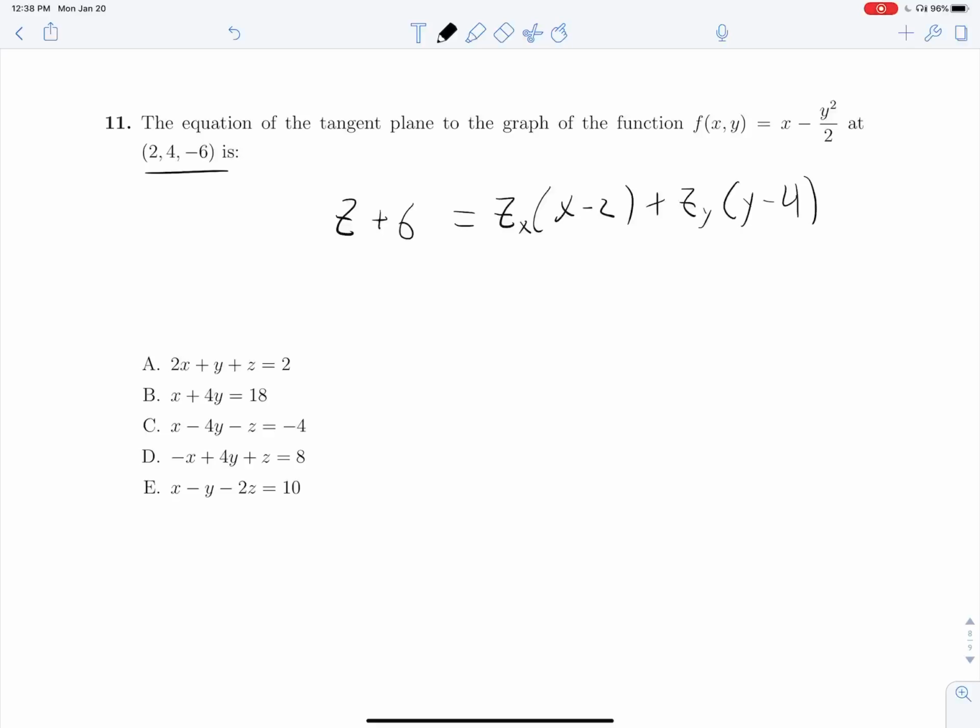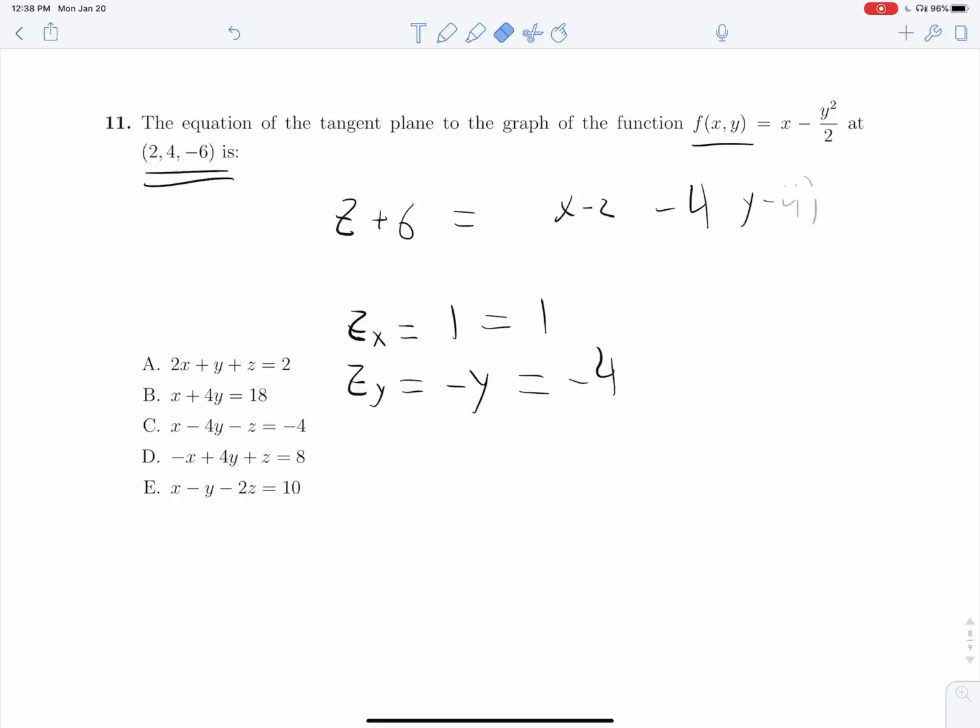And then these zx's and zy's are just the partial derivatives of f of xy with respect to either x or y. We'll get 1 and negative y. Evaluating these at 2, 4, negative 6, we get 1 and negative 4. So we can replace this up here and this guy. There we go. Just did a little bit of simplification there.